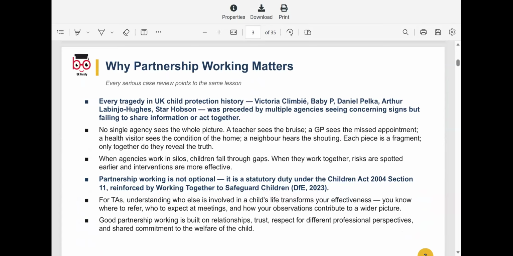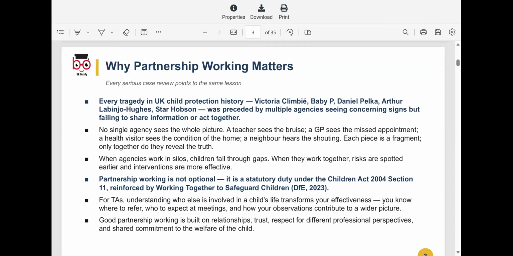Why do you think it's so important to have partnership working? Why do you think it's so important for them to work together? So that information isn't missed or ignored. Do you think information is missed? I think it could be if one person saw something and just thought, oh, that's not so bad, then doesn't pass it on. Patterns are missed.